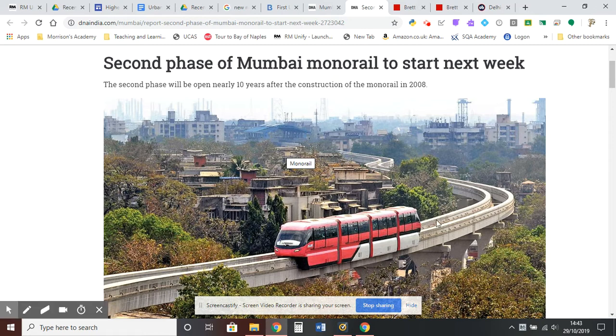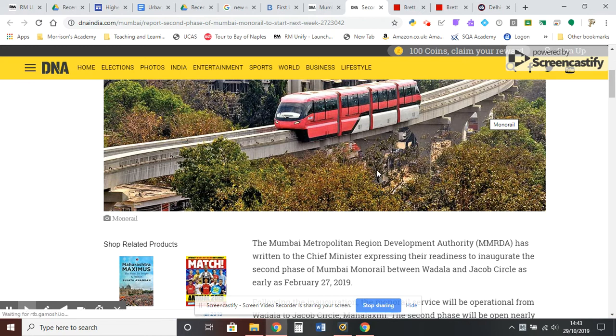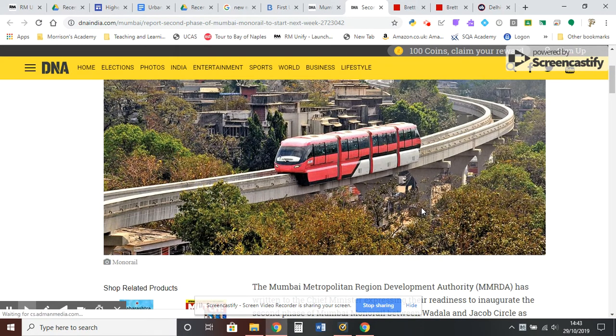Okay, third solution is the Mumbai Monorail. So the idea here is to build a railway line above the ground to avoid the problems of building a rail system on the surface, which would mean having to demolish lots of roads or buildings. It doesn't interfere with traffic on the surface. It's also much cheaper than building an underground. It's much cheaper to build above ground than it is to build below ground.